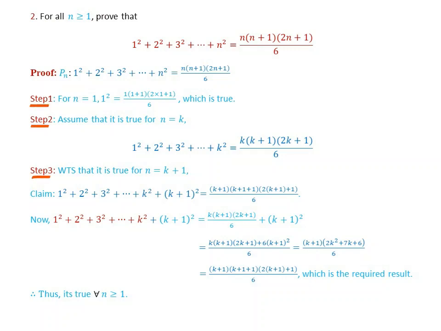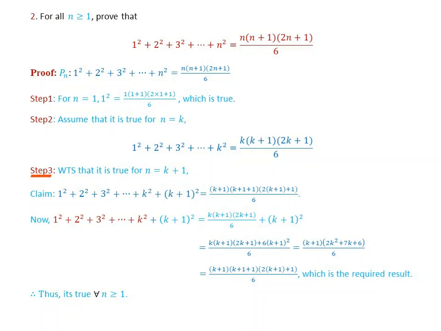According to the principle of mathematical induction, step 1: we check for n is equal to 1. Replacing n by 1, 1 square is already 1, and the right side is 1 into 1 plus 1 into 2 times 1 plus 1 over 6, which also gives 1. Therefore it is true. Step 2: assume that it is true for n is equal to k. That means 1 square plus 2 square plus 3 square plus k square is equal to k into k plus 1 times 2k plus 1 over 6.